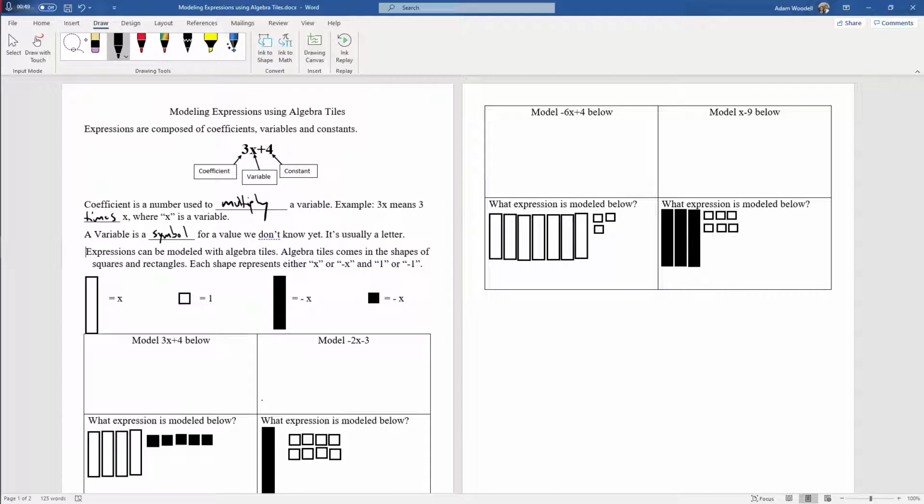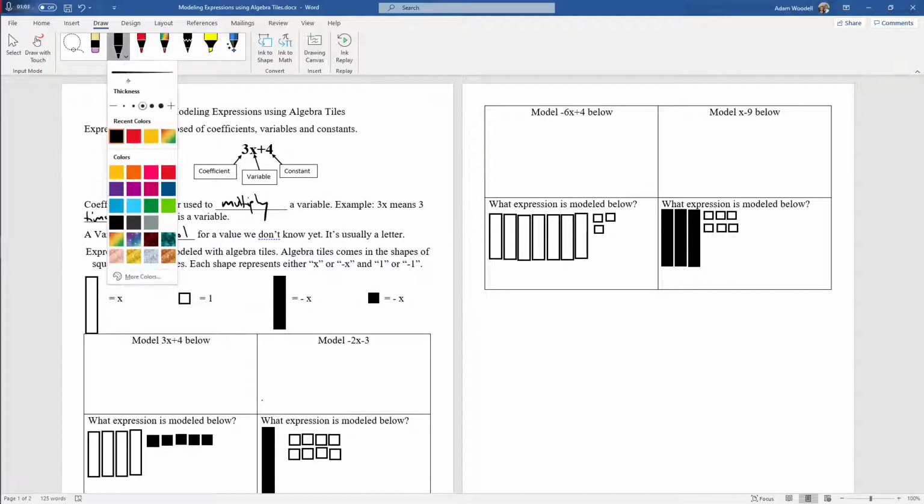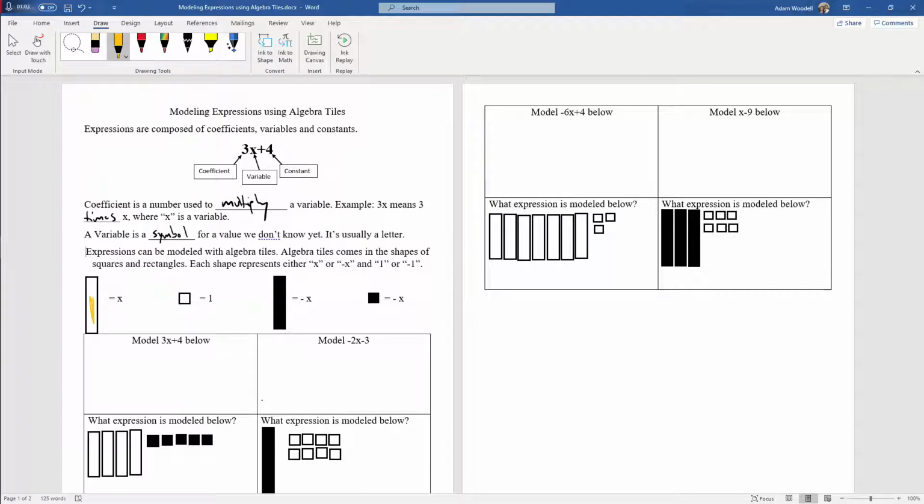Expressions can be modeled with algebra tiles. Algebra tiles come in the shapes of squares and rectangles. We have them here as, I guess, white rectangles and squares and black rectangles and squares. In class, we'll probably use the positives being yellow and the negatives being red, so just keep that in mind as we're going through this. I'm just going to be using black and white because I think that's a lot easier and we don't have to worry about switching back and forth between the colors. But just remember, if it's positive, it's going to be either yellow or white, and if it's negative, it's going to be black or red.